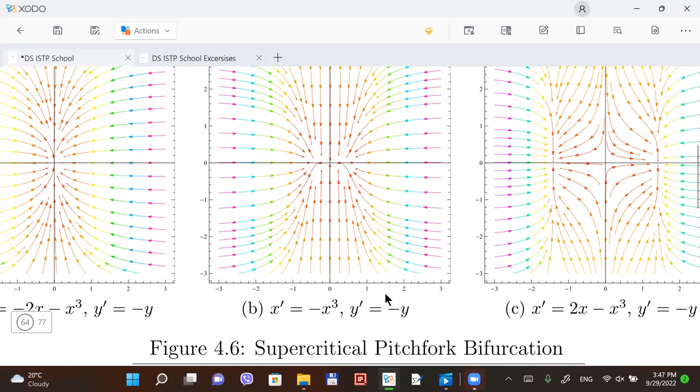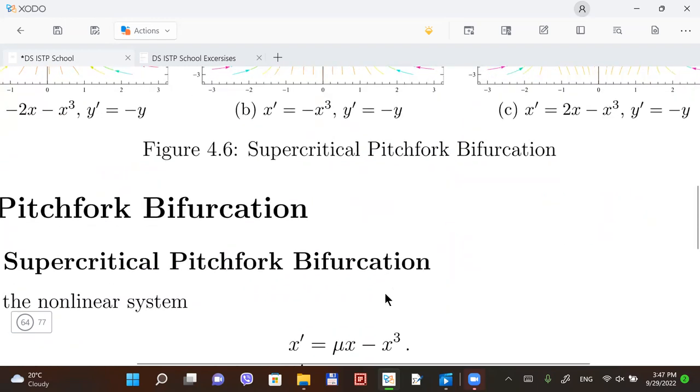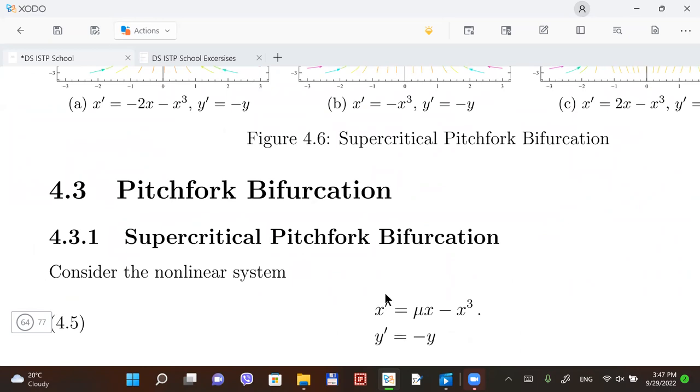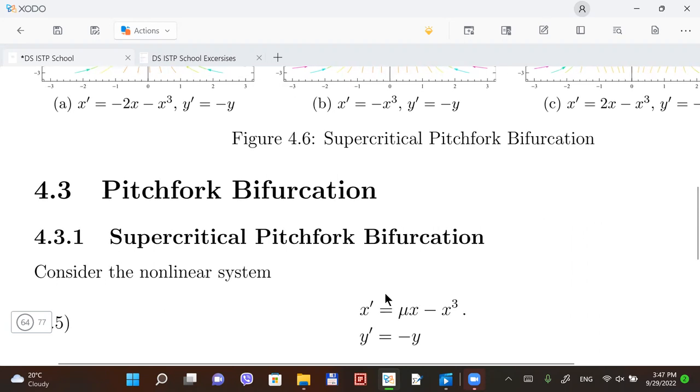You have here the next. The next is pitchfork, I think that I pronounce it correctly. Okay, the normal form is this. Now we have minus mu x minus x squared on cubic.